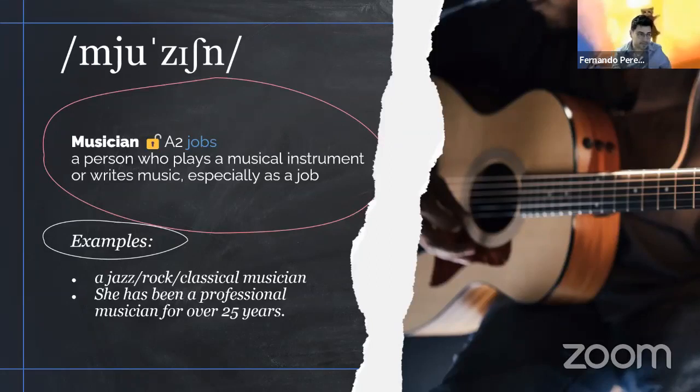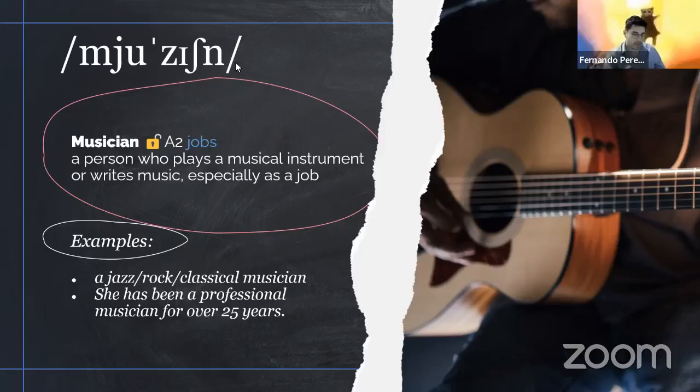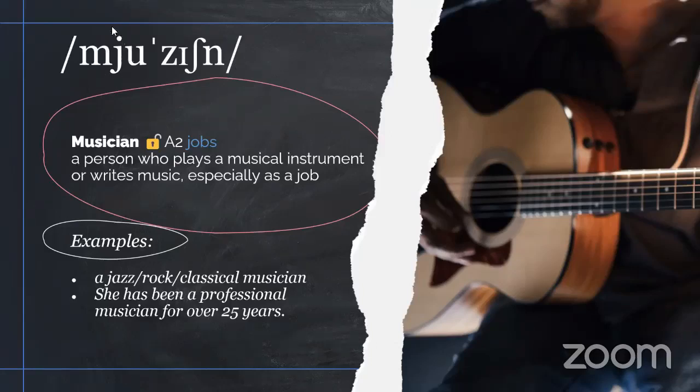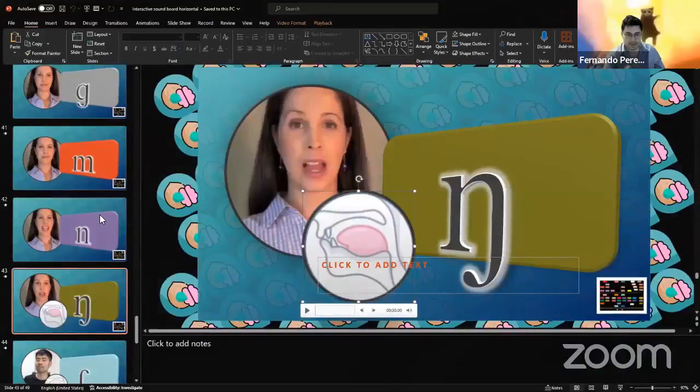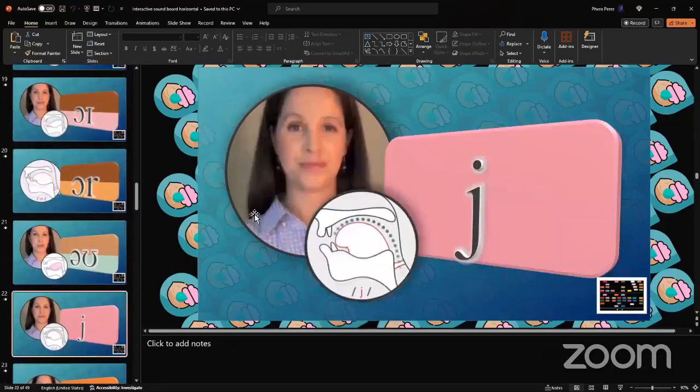Pronunciation, Carlos. Sorry, sorry, sorry. Sorry, teacher. Musician? Okay, we are musician. You are ignoring the symbol. Let's pronounce the symbol over here.